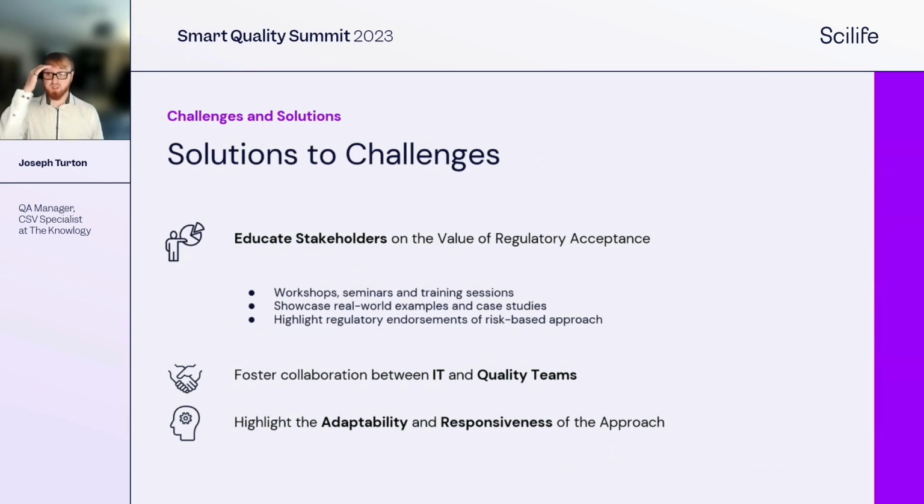To address concerns and dispel myths, a concerted educational effort is key. We need to proactively engage our stakeholders, whether they're upper management, peers, or the teams under us. Workshops and training sessions can break down the mechanics of risk-based CSV. Real-world case studies can illustrate its tangible benefits. Additionally, by highlighting how regulatory bodies endorse and advocate this approach, we can assuage concerns about compliance.